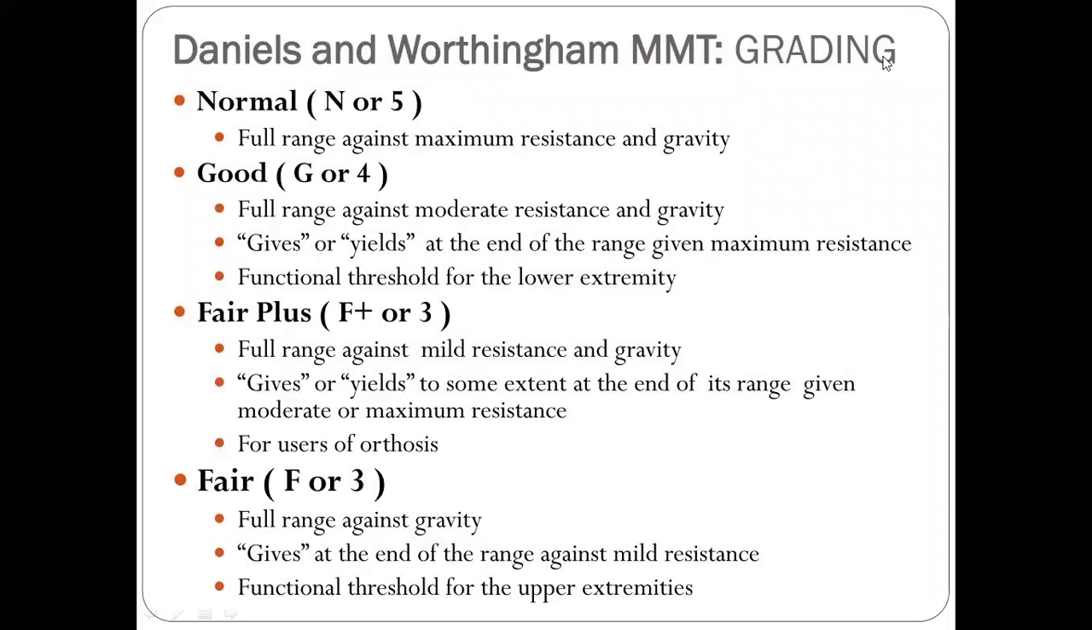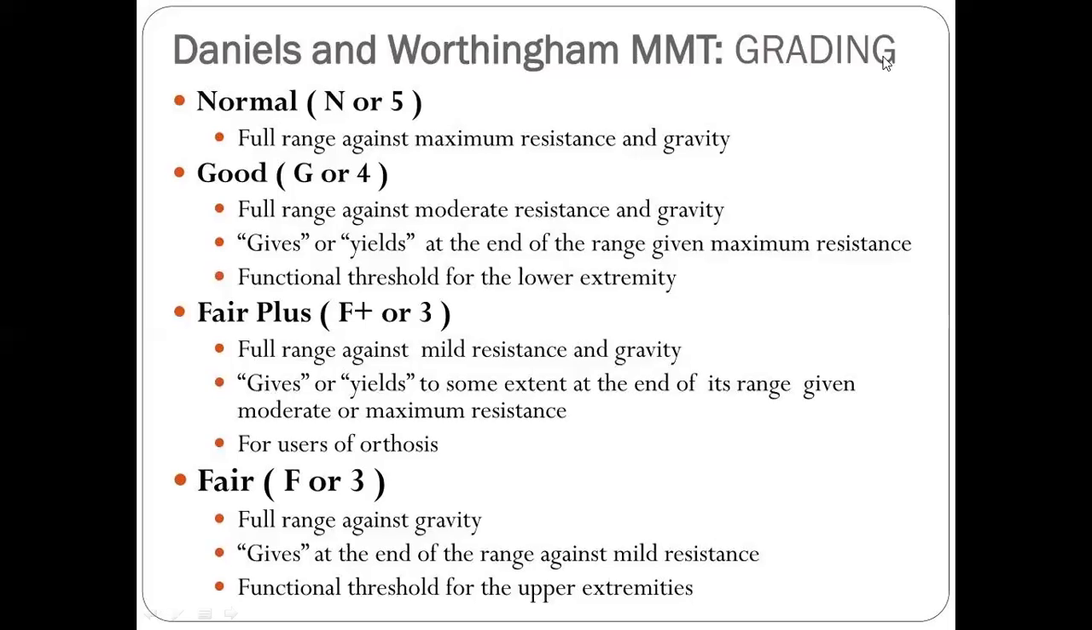Daniels and Worthingham's MMT grading. Normal, N or 5: full range against maximum resistance and gravity. Second, good, G or 4: full range against moderate resistance and gravity, which gives or yields at the end of the range given maximum resistance. Functional threshold for the lower extremity.